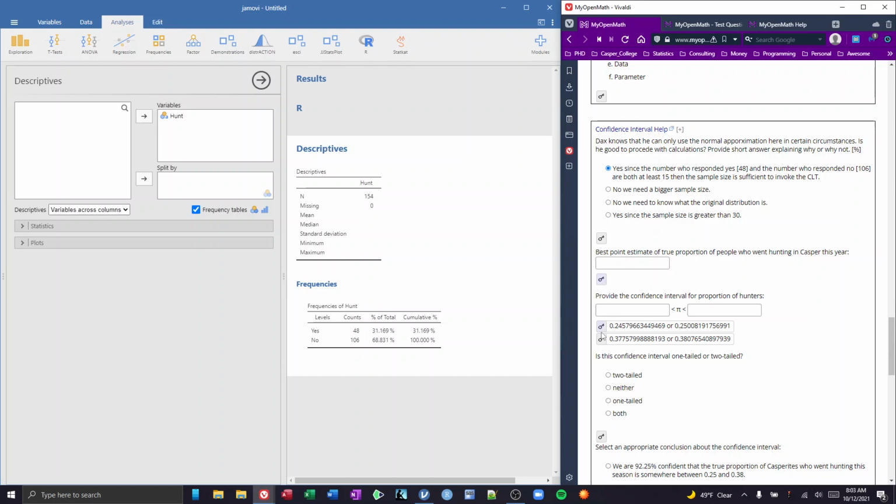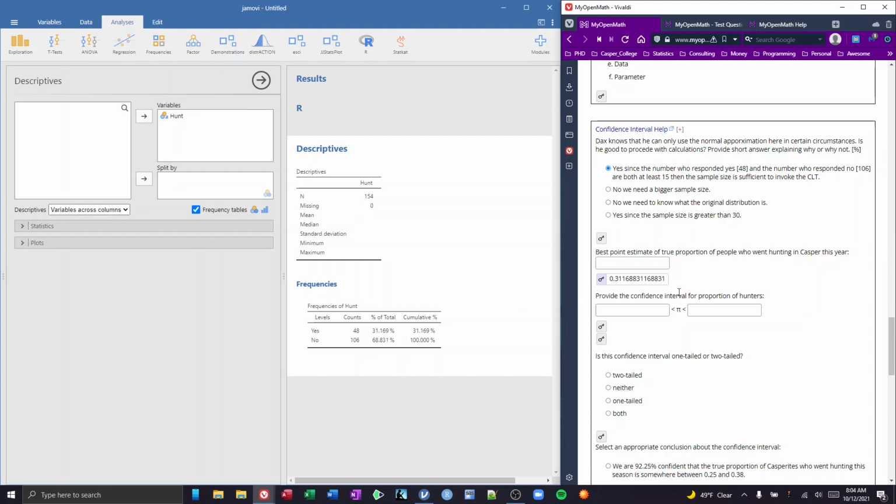Okay, so moving on along, the best point estimate of the true proportion is just going to be our sample proportion of the number of people who went hunting. So that would be the yeses that they went hunting. So this is the 48 out of that 154, and it's 31%. And we remember when we type it into MyOpenMath, we want it in decimal form. So this 31.168 or whatever, and that's what we have right here.